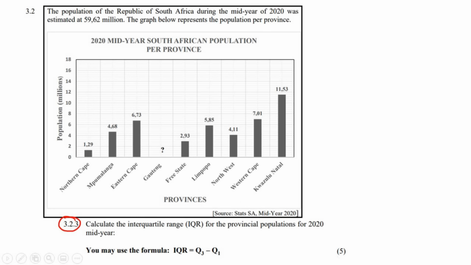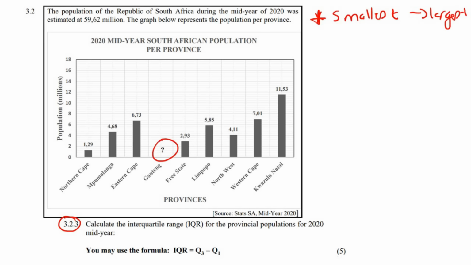90,000. This question says, calculate the interquartile range for the provincial populations. So you may use the formula Q3 minus Q1. Now this is 5 marks. The reason is, remember, when you are doing median, interquartile range, all of those things, the numbers have to be written from smallest to largest. So that's going to be step 1.